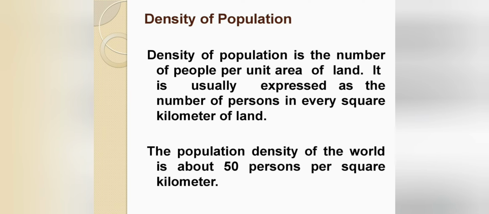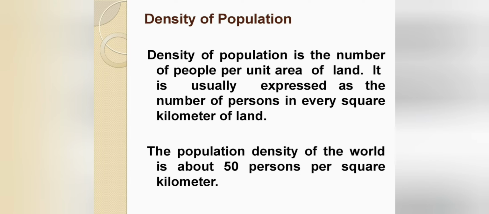Now we come to the next topic after the distribution of population, which is density of population. So first we should know what density of population is. Density of population is the number of people per unit area of land. Per unit area of land, the number of people who live there is called the density of population. It is usually expressed as the number of persons in every square kilometer of land. Okay, normally we express it as the number of people living per square kilometer of land.